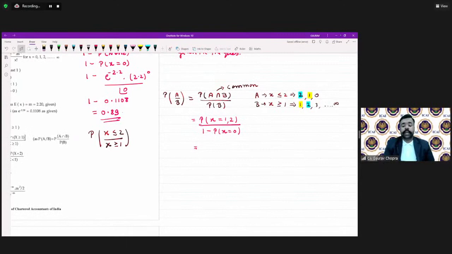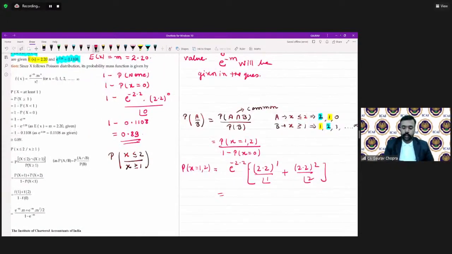So in the numerator, what do we have to do? We have to find out the probability of x equal to 1, 2. So first of all, we are solving the numerator: e to the power of minus 2.2, then 2.2 to the power 1 upon factorial 1 plus 2.2 to the power 2 upon factorial 2.